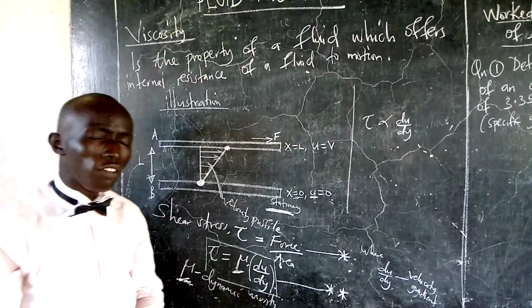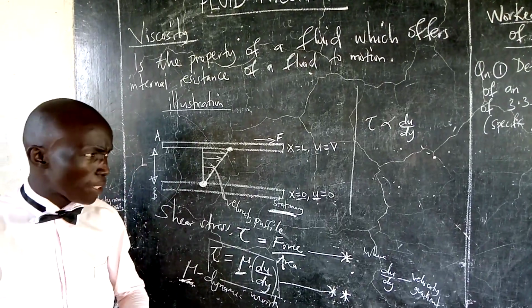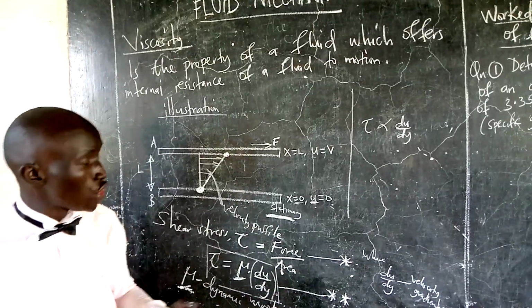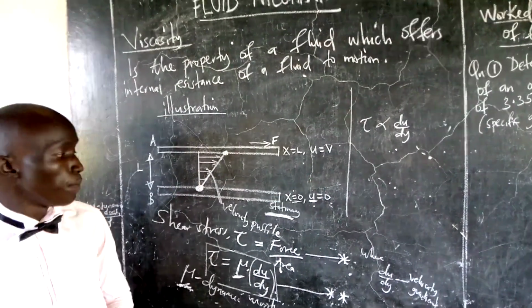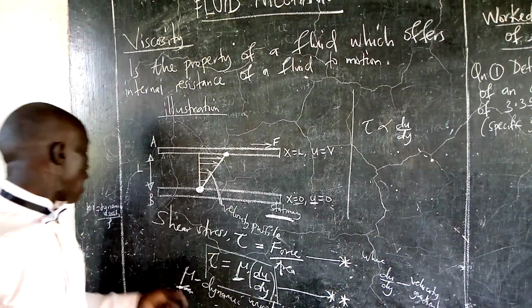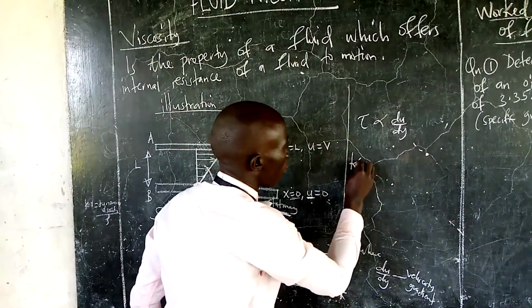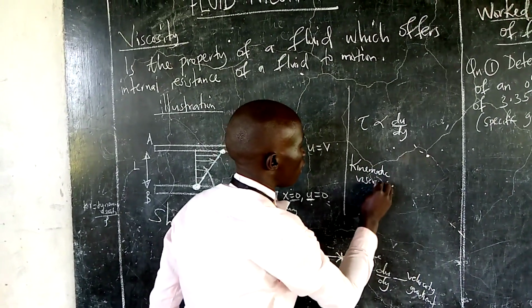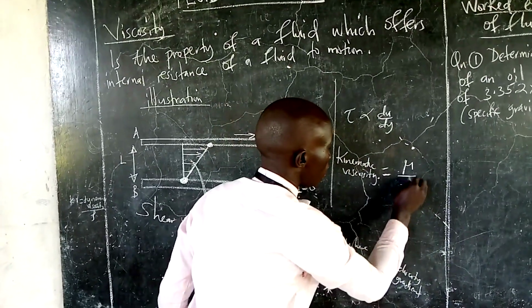Fluids that obey that law are called Newtonian fluids. They may ask you sometime what Newtonian fluids are. They are fluids which obey Newton's law of viscosity. Then lastly, for the last formula under viscosity, we're going to talk about kinematic viscosity. Kinematic viscosity is given by mu over the density.